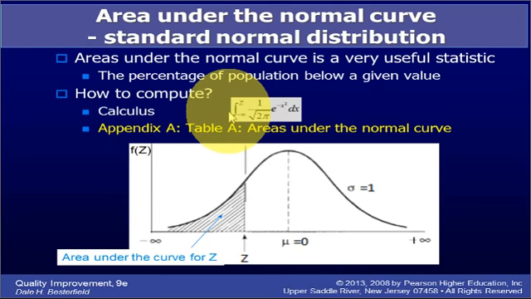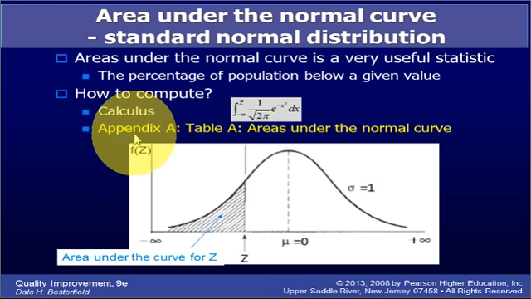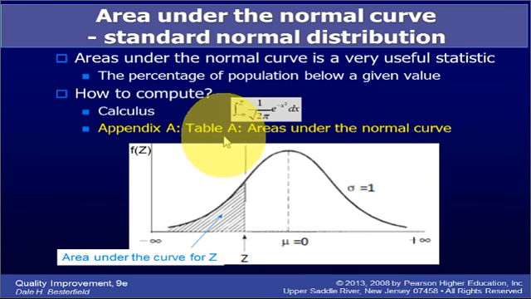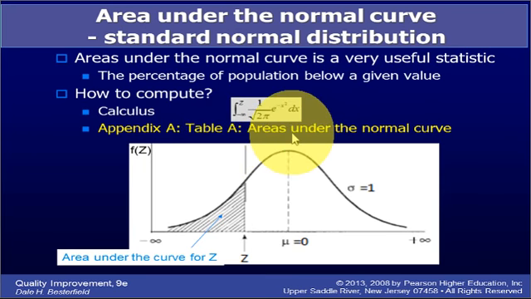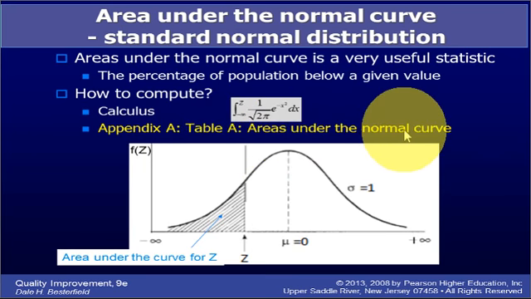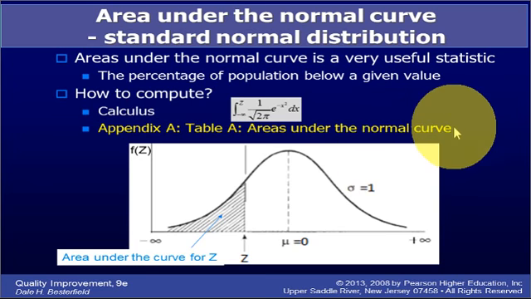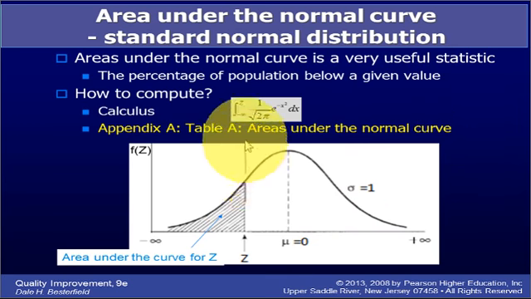Not quite a big fan of calculus? Then you can go to Appendix A, Table A, which records the area under the normal curve for the standard normal distribution. That can help you save some of the effort in computation. As you can see, given a value z in the standard normal distribution, this shaded area shows the area under the curve for z, and it is the same as the percentage of the population below z.